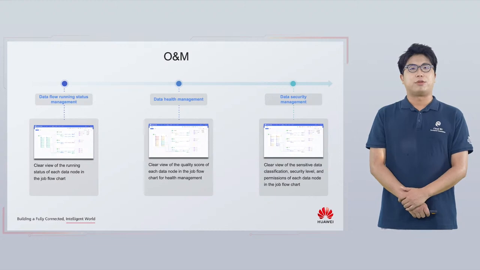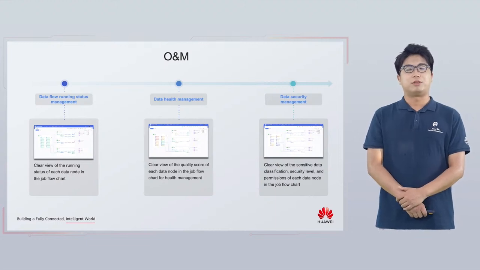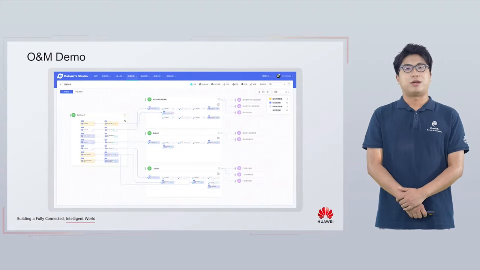Apart from data import, preparation, and development, Data Arts Studio provides intelligent O&M. It can manage data flow, running status, data health, and data security. It allows users to clearly view the running status, quality score, sensitive data classification, security level, and the permissions of each node in the job flow chart. Let's go to the UI. We can see that the management page varies depending on the metrics very clearly.